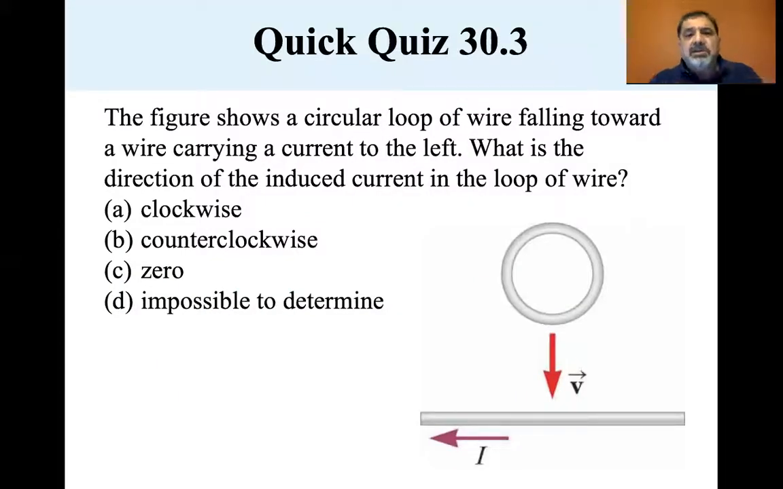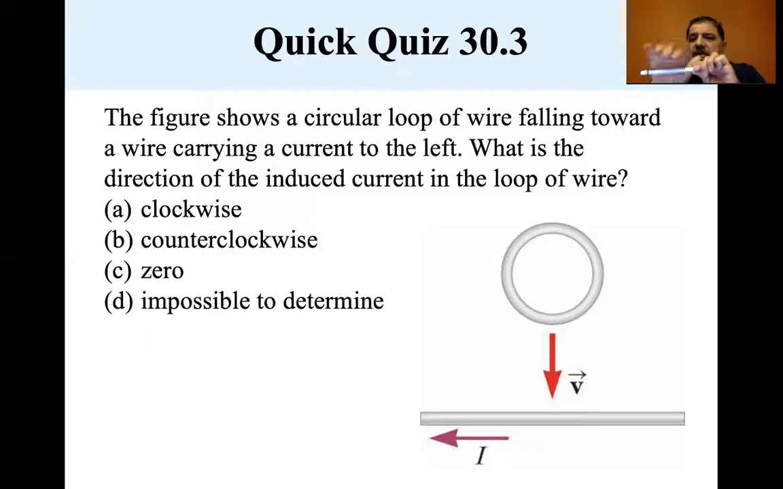The figure shows a circular loop of wire falling toward a wire carrying a current to the left. What is the direction of the induced current in the loop of wire? Okay, we got clockwise, counterclockwise, zero, or impossible to determine. Well, we know it's not impossible to determine. We can figure this out. So first of all, now this is not a magnet, this is a wire. We've got the current going in this direction, right-hand rule.